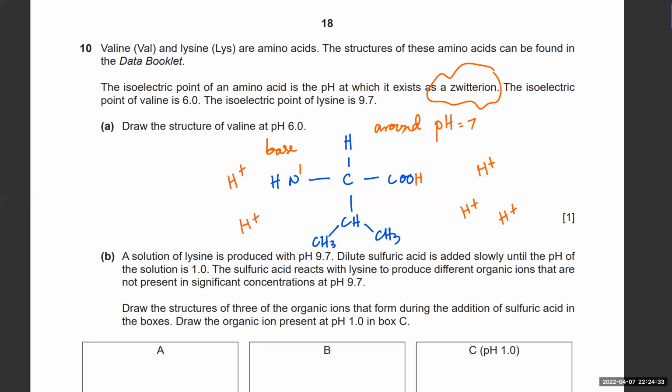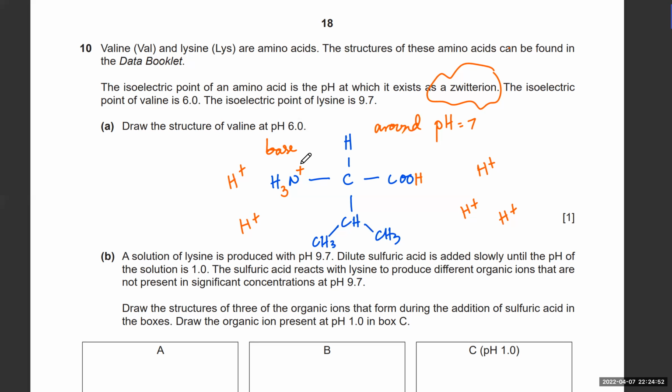No, first it was an amino acid, right? It was NH2, but it had lone pairs, right? So if the solution is too acidic, then it would accept H plus 1 ions, right? And it would become NH3 plus 1. Is that clear?